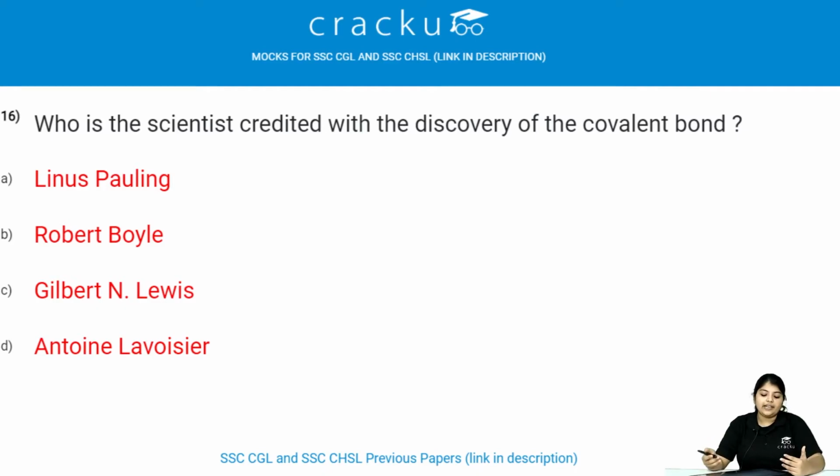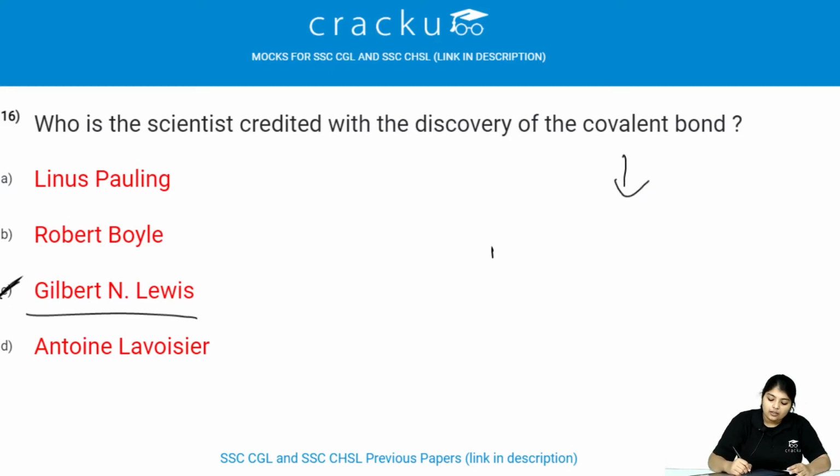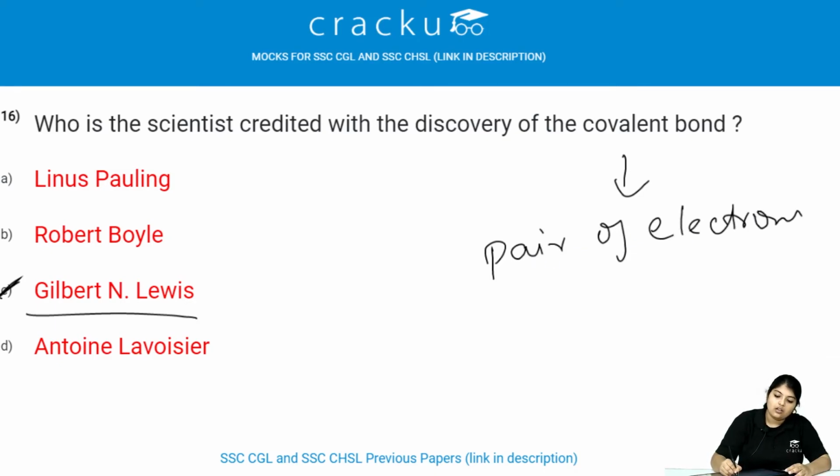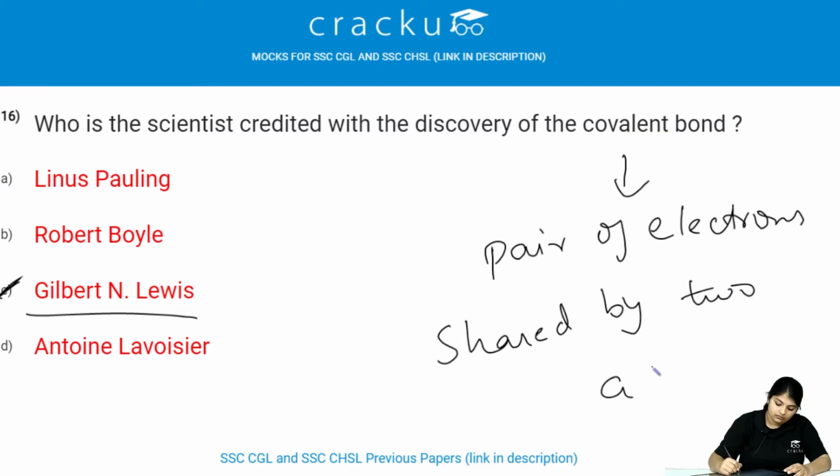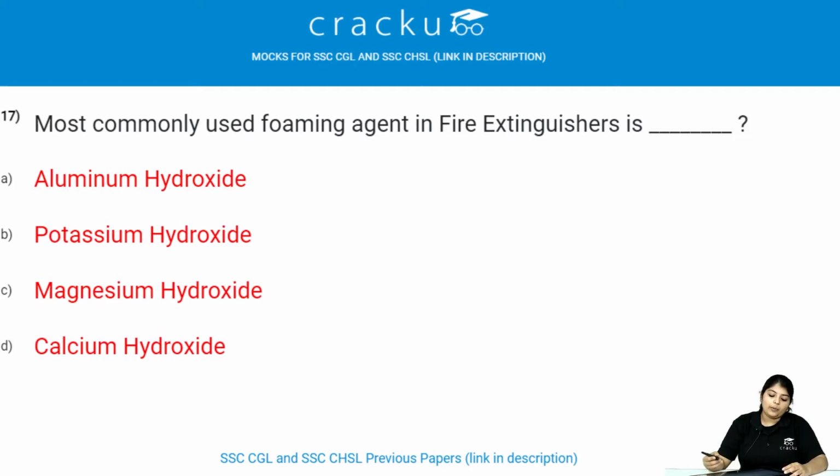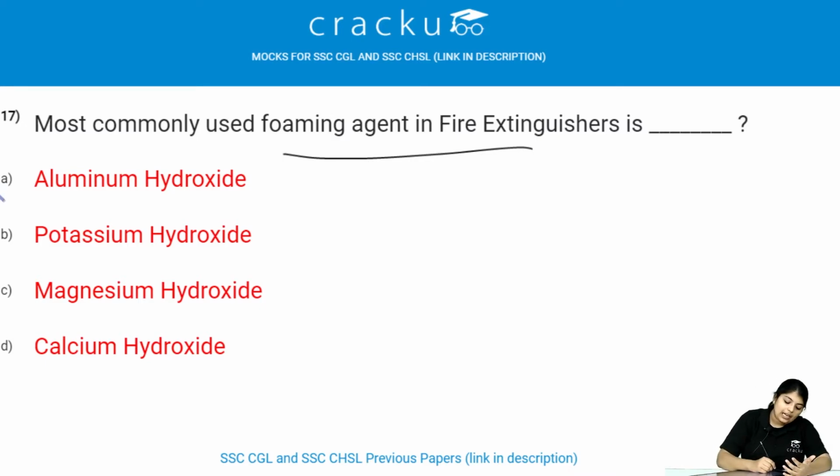Who is the scientist credited with the discovery of covalent bond? Gilbert Lewis is credited with the discovery of covalent bond. A covalent bond is like a pair of electrons shared by 2 atoms. The next one: the most commonly used foaming agent in fire extinguishers is aluminium hydroxide.